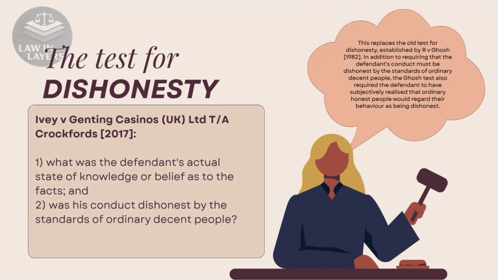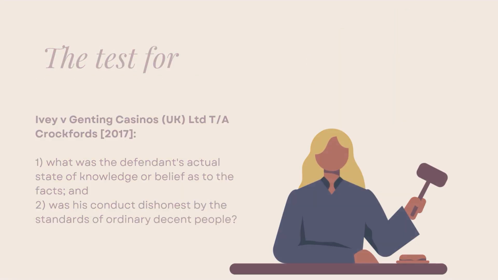However, if none of these defenses apply, the courts use the modern test for dishonesty established in Ivey v Genting Casinos. This test asks two questions. First, what was the defendant's actual knowledge or belief as to the facts? Second, would their conduct be considered dishonest by the standards of ordinary decent people? This replaced the older test from R v Ghosh, which required not only that the conduct was objectively dishonest, but also that the defendant realized it was dishonest by those standards. That subjective second limb is no longer required.